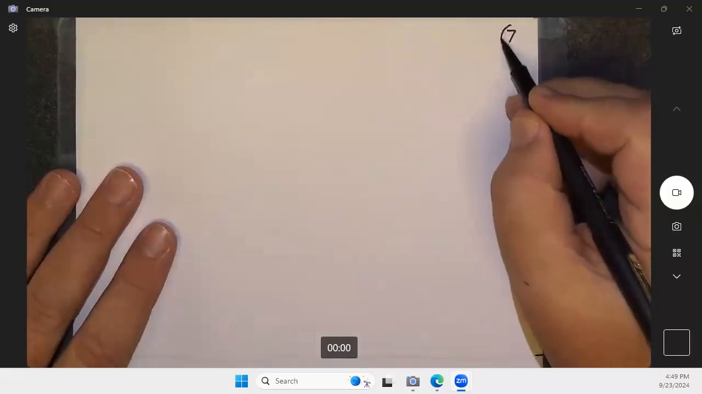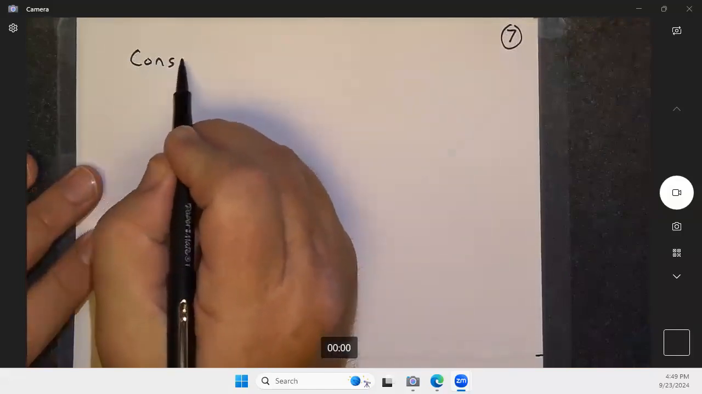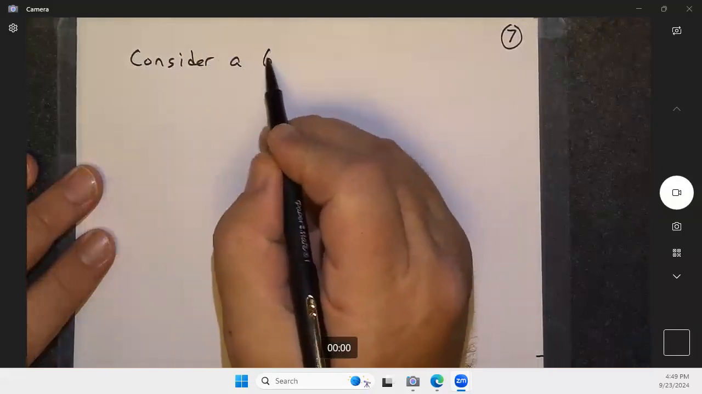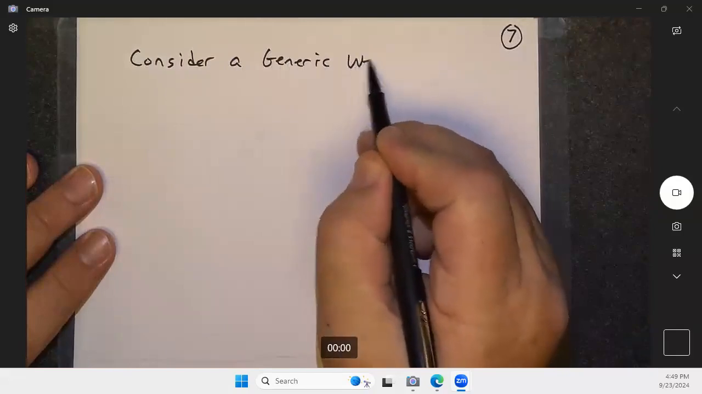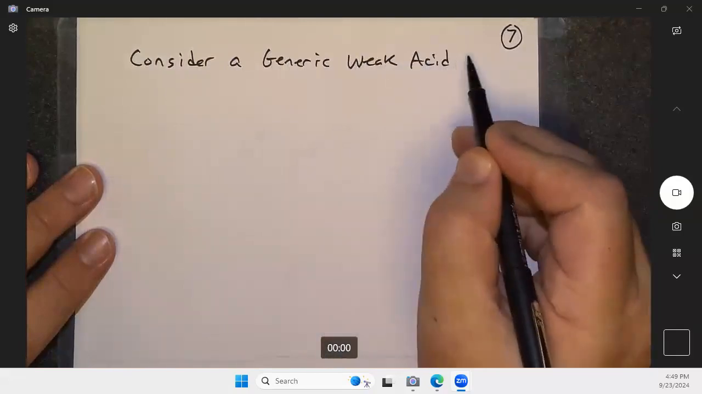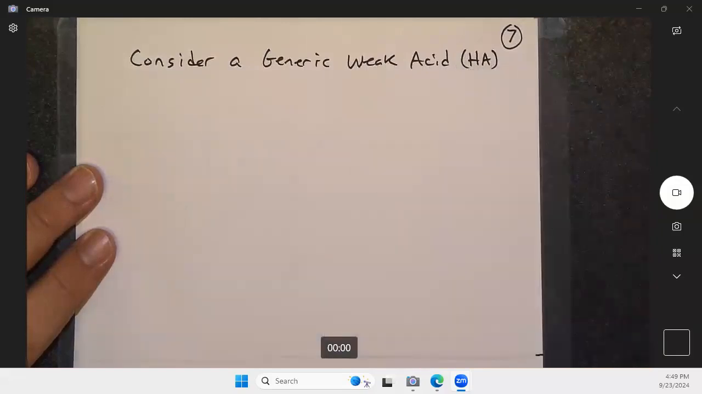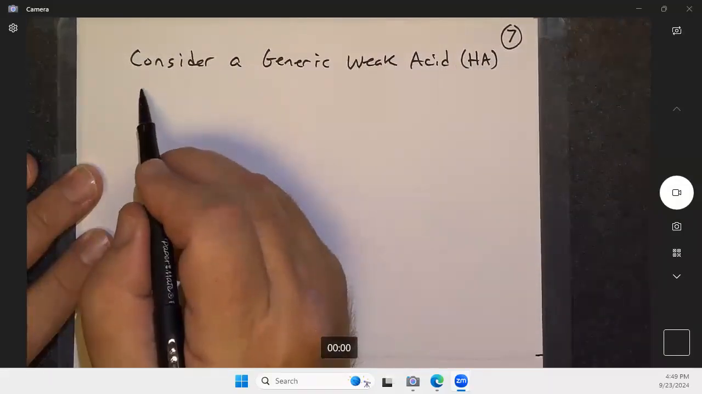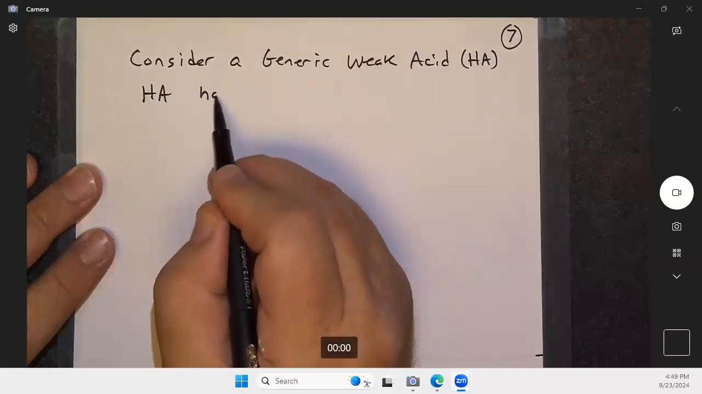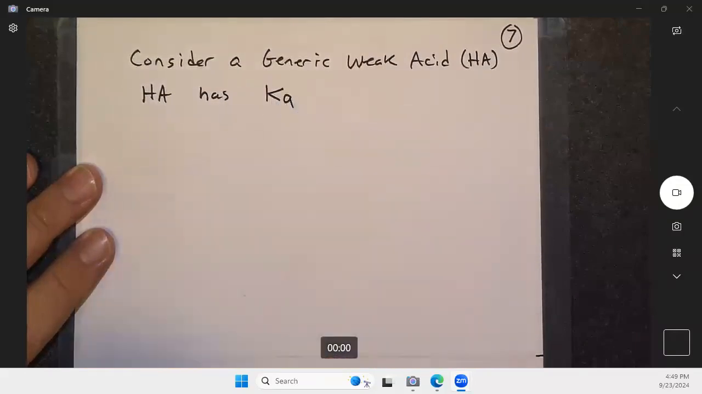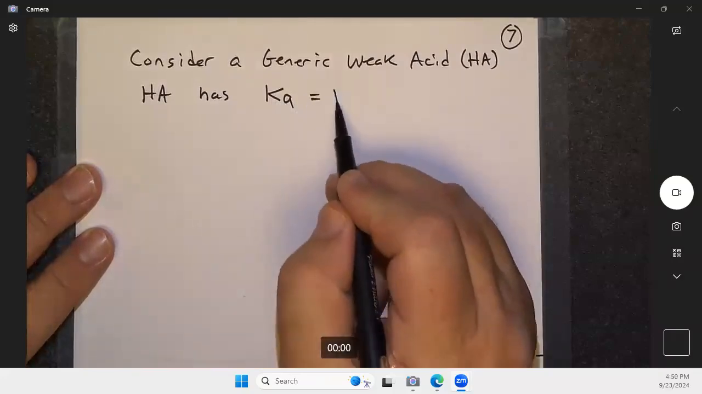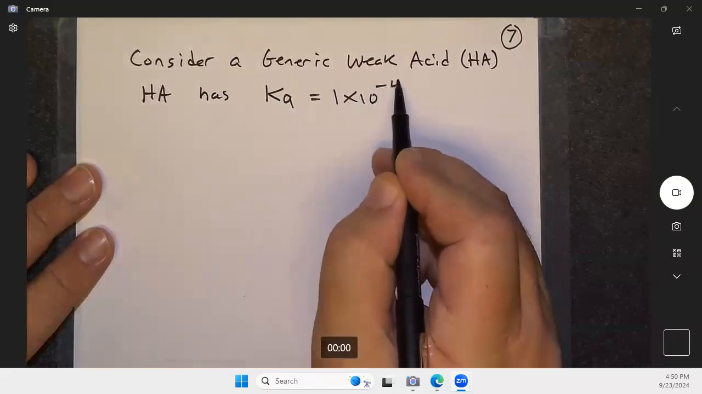So let's consider a weak acid, a generic weak acid HA. And HA has a Ka value from appendix G. It's not really in there because it's a generic weak acid. But it has a Ka value that is equal to 1 times 10 to the minus 4.